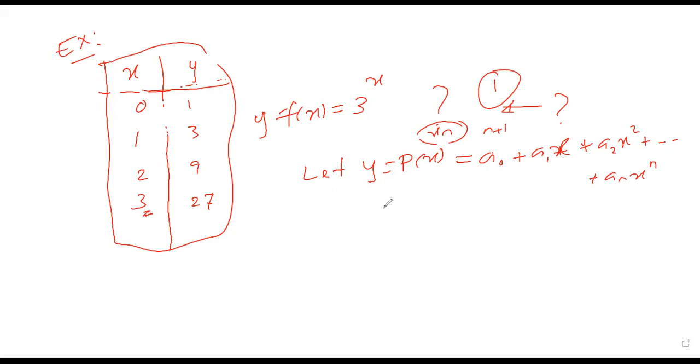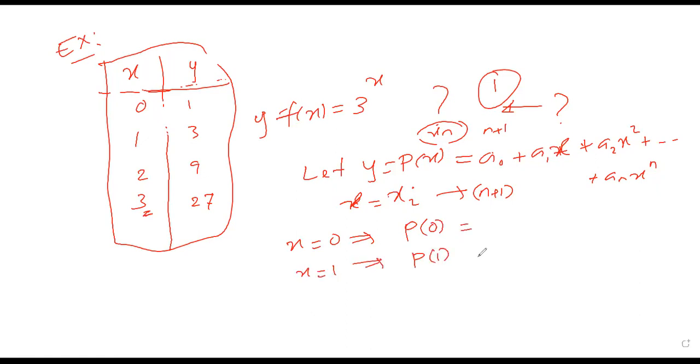So how can we find them? Like what I said, x equal to xi, you can have n plus 1 equations with n plus 1 unknowns. Then solving that we can find them. For example, let me put x equal to 0. So what is p of 0? Similarly, x equal to 1. What is p of 1? Can you answer this question and find out the final output of p of x?